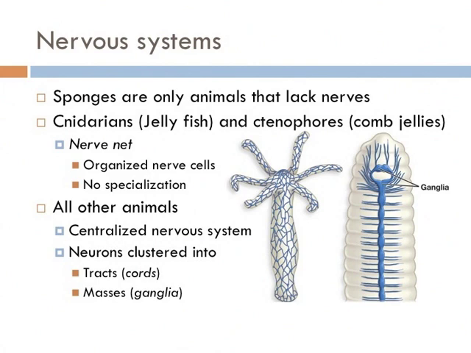All other animals have a centralized nervous system, known as cephalization. This system combines masses known as ganglia and tracts known as cords. Humans have one main ganglion, the brain, and messages are sent throughout our bodies through nerve cords. Some animals may have more than one ganglion.